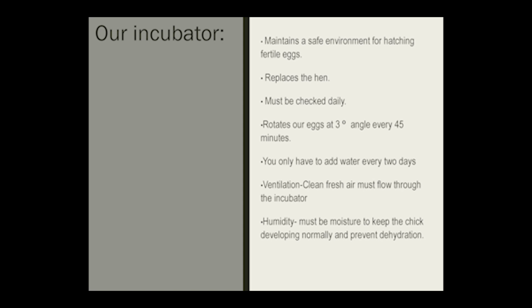What this does is it simulates the mother goose when she gets off of her eggs, goes for a swim or finds food, and then comes back and sits on her eggs. Nature's pretty cool, isn't it?